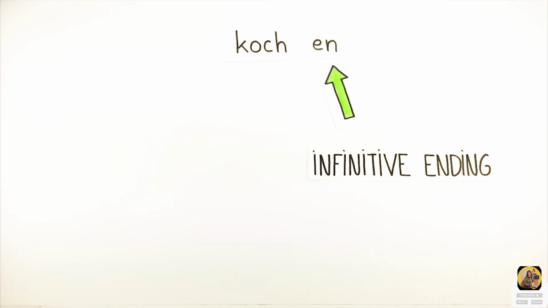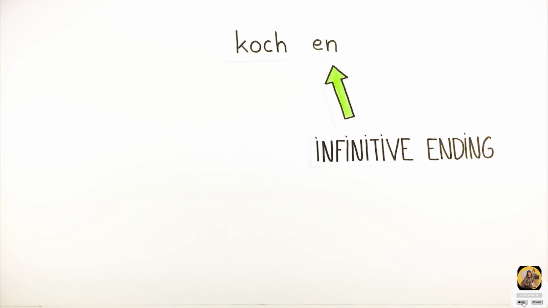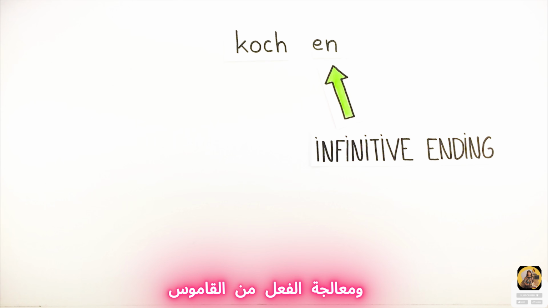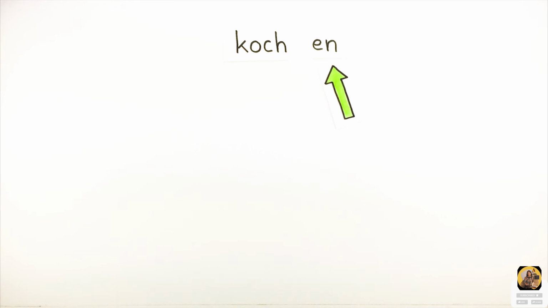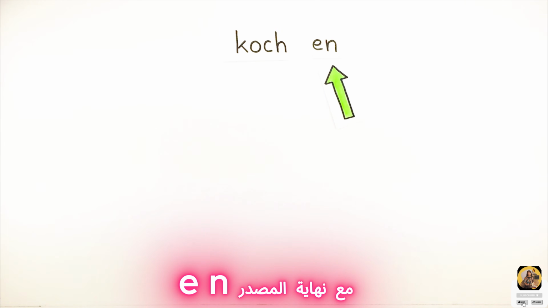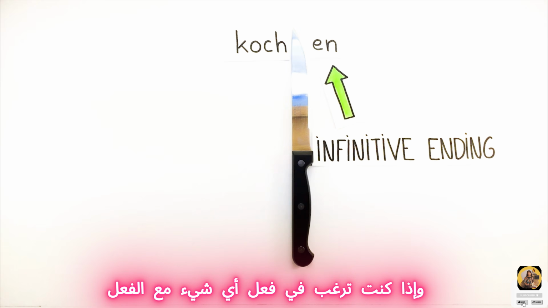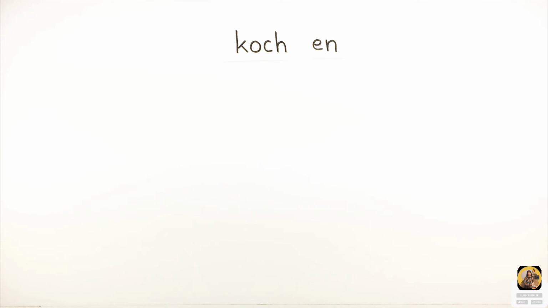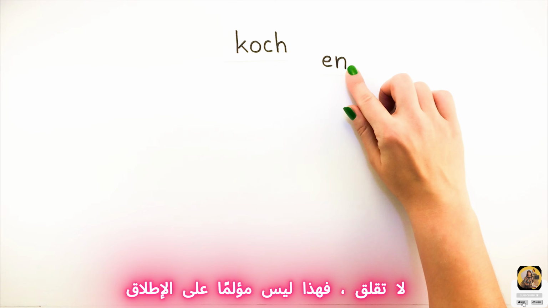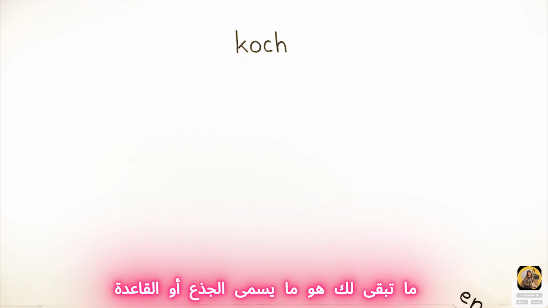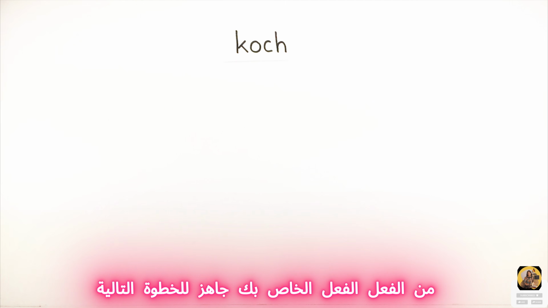The what? The infinitive ending. When you take a fresh, unprocessed verb out of the dictionary, it will always look like this, with the infinitive ending en. And if you wish to do anything with the verb, you first have to cut it off. Don't worry, it's not painful at all. What you are left with is the so-called stem or base of the verb. Your verb is ready for the next step.